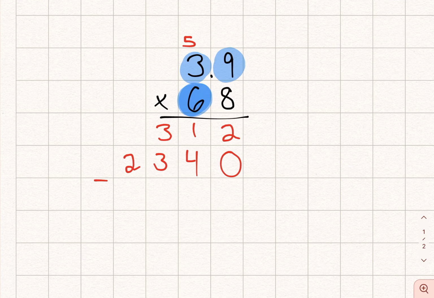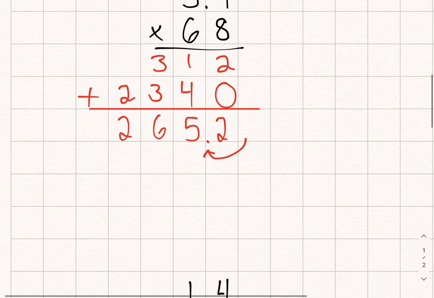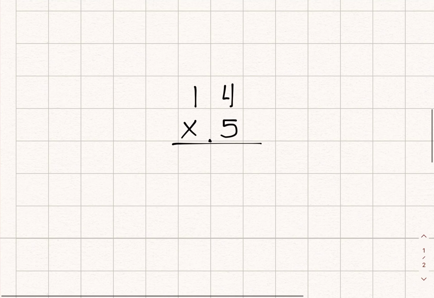So I've got my two partial products. I'm going to add those together. And 2 plus 0 is 2. 1 plus 4 is 5. 3 plus 3 is 6. 2 plus nothing is 2. Not done yet. Now, I'm going to clean this up so it's a little easier to read. How many numbers in the problem up here come after a decimal? Again, it's just 1. So I'm going to move the decimal one time. There we have it. 265 and 2/10.